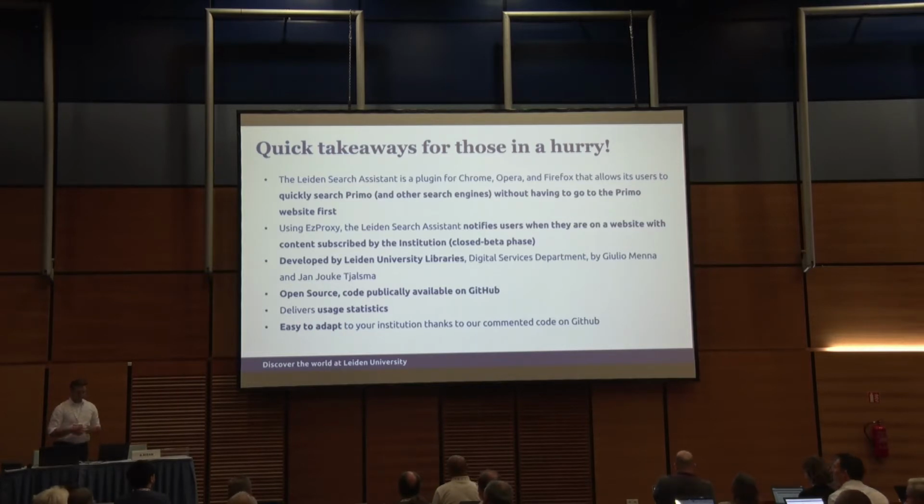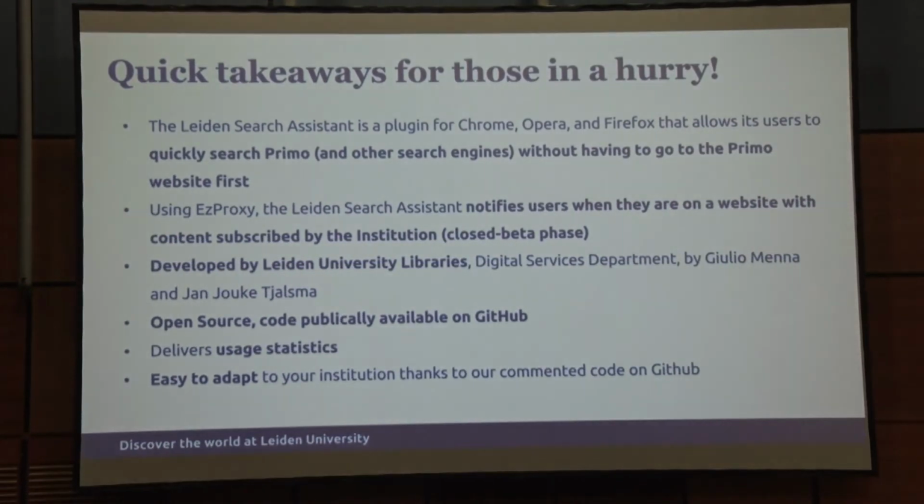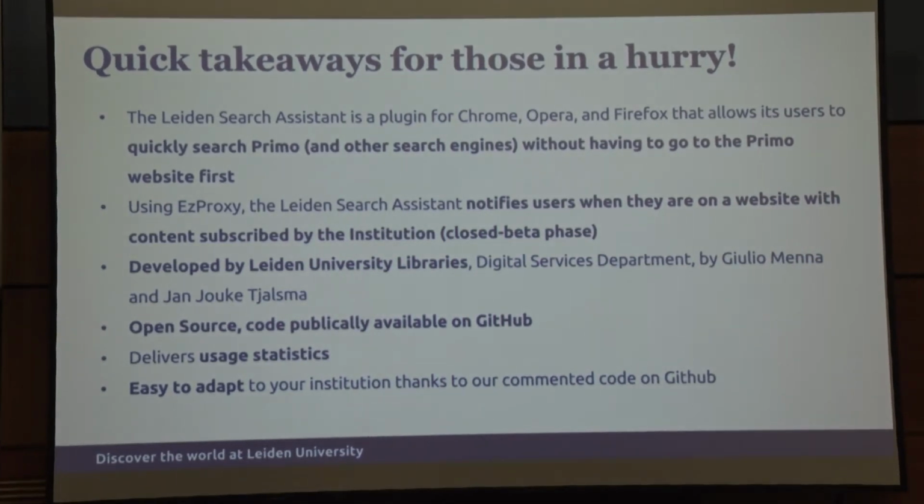The plugin is developed by the Leiden University Libraries, by the Digital Services Department, by me and my colleague Jan-Jouke Charlesma. The code is open source. It's publicly available on GitHub. It delivers usage statistics in Google Analytics and the Google Developer Dashboard. And it's extremely easy to adapt to your institutions thanks to the way it's structured and through all our comments in the code on GitHub.